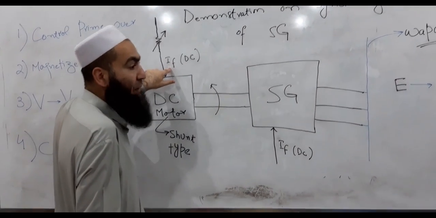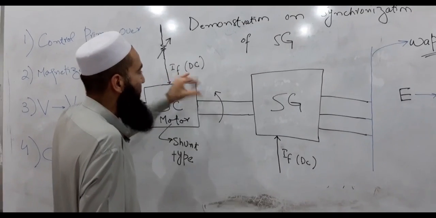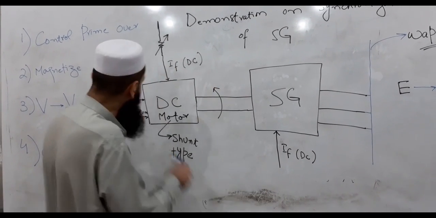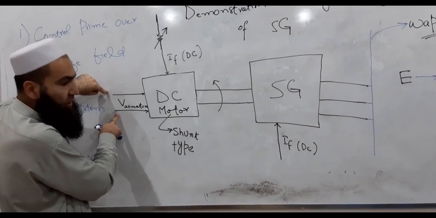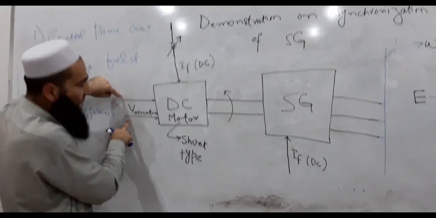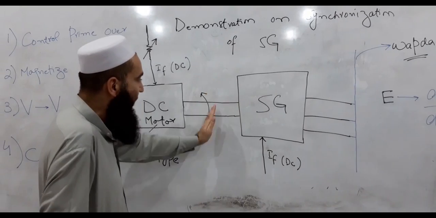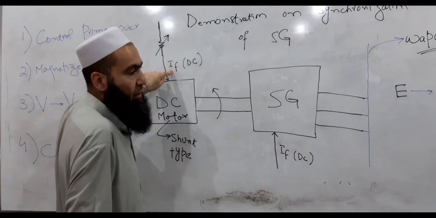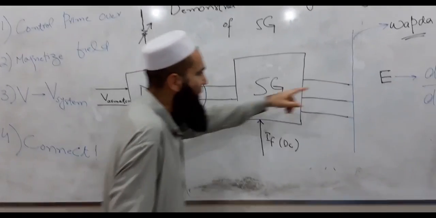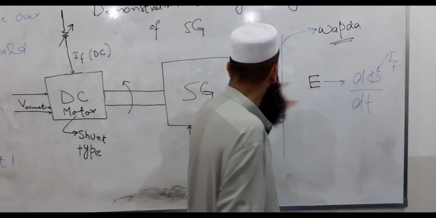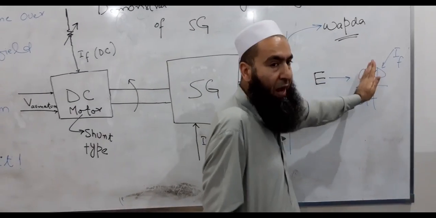Meaning to say we decrease the flux, and we know that by decreasing the flux, the speed will increase. So these two options will be used. One is by increasing the voltage first, reaching it to the rated voltage, and then if you further want to increase the speed of the shaft, we decrease the field current.